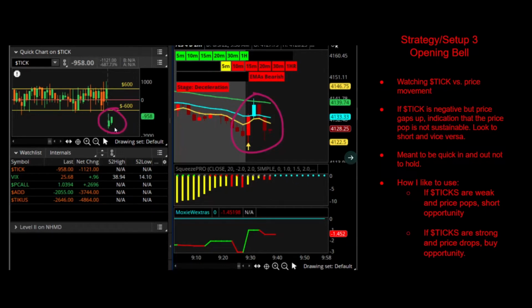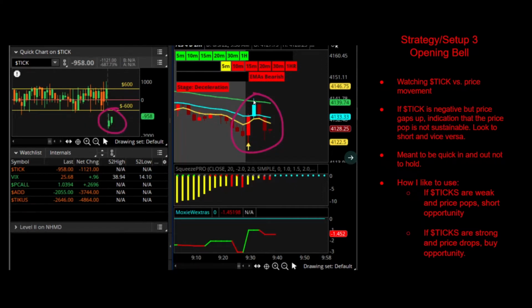And what I'm looking for, particularly in this opening bell trade strategy, is when the market opens strong on a pop, I'm looking to see if there's any divergence between that pop and this tick. For example, this is the 2-minute chart over here, and this is the 5-minute tick chart. But you can see right here, the market opened and dropped down in the morning. These ticks were severely negative, in the thousands.